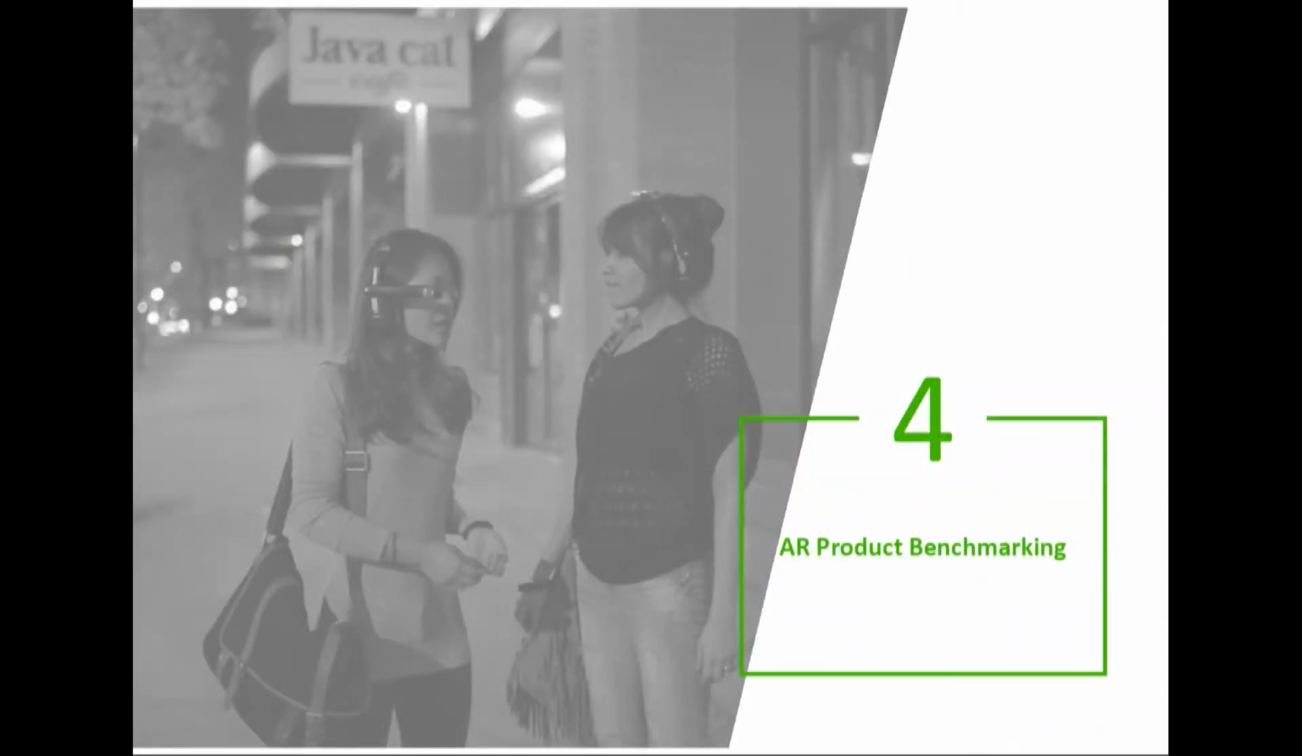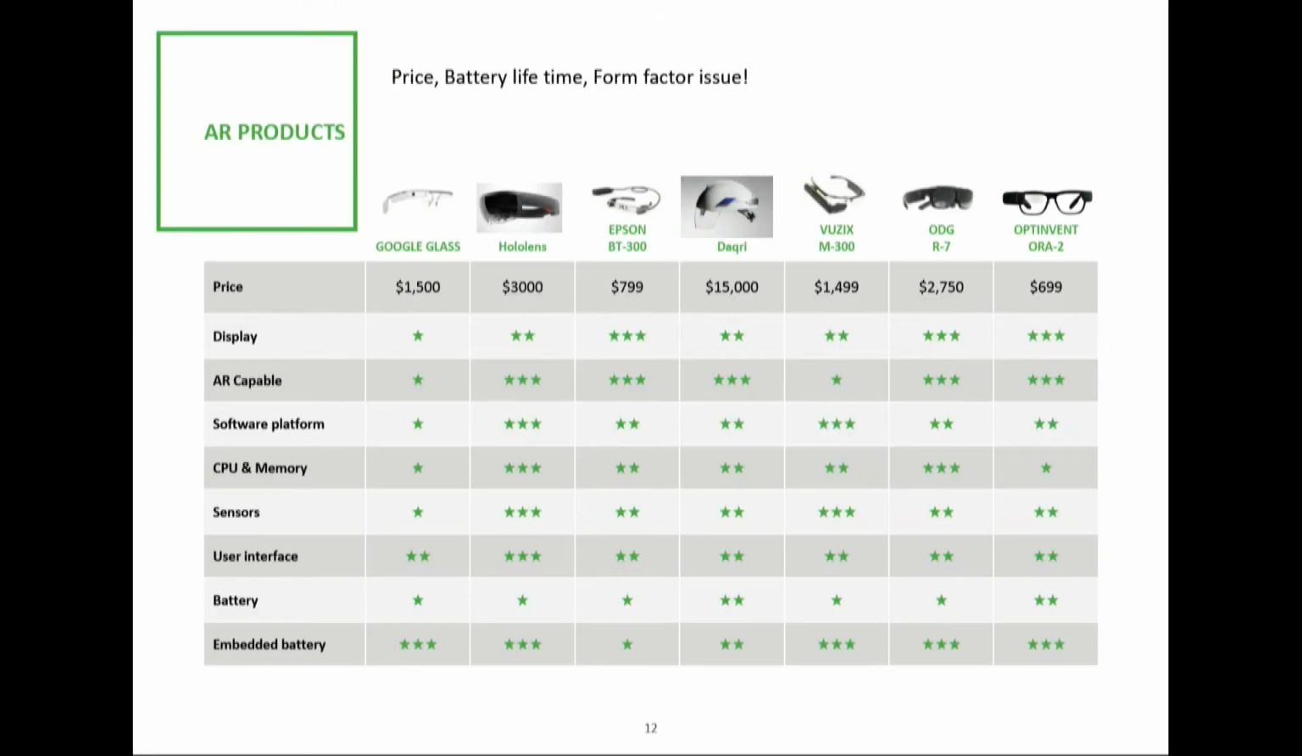Now I'm going to describe some AR product benchmarking using all these technologies. I didn't put all the products, just the ones that exist today. They are selling glasses: HoloLens, Epson, Daqri, Vuzix, ODG, Optinvent. Here is the price. You see, 15,000 with software. It's very high. Only 2 products are less than 1,000. The rest are about 3,000. In here, the table explains the display performance, and whether it's AR capable or not.